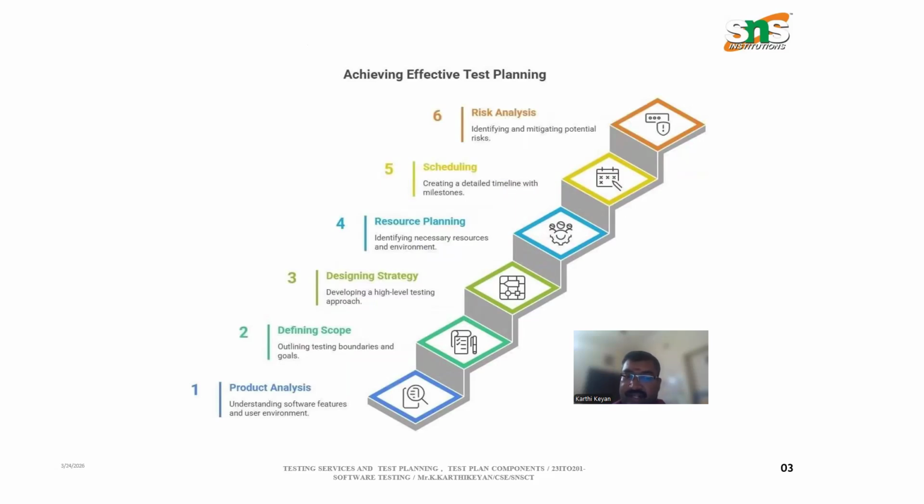The second thing is achieving an effective, good test plan in your industry. First, product analysis. Second, define scope. Third, design strategy, resource planning, schedule, and risk analysis. Understand what the software features and user environment are, outline testing boundaries and goals, design strategies by developing high level testing approaches, and identify necessary resources and environments. For scheduling, create a detailed timeline with milestones. For risk analysis, identify and mitigate potential risks in the area.